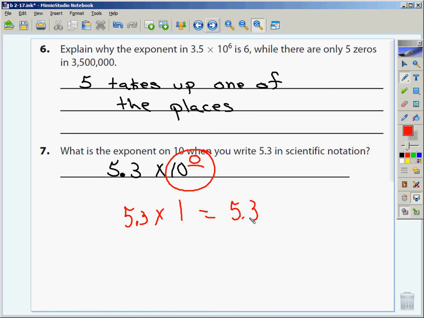When you're multiplying by that power of 10, it's simply moving that decimal point the number of places it needs to move. Did it need to move in this case? In fact, how many places did it need to move? 0 places. Everybody see the connection? We all good?